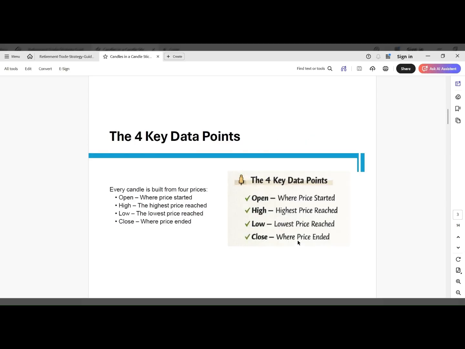So there's four key data points when you look at a candle. And each one is built from these four prices. Really, you've got the open, where the price started for that candle. The time frame doesn't matter. The candle's still the same as far as how it's created. So you've got the open, the high, the low, and then where it closes, and those numbers matter.